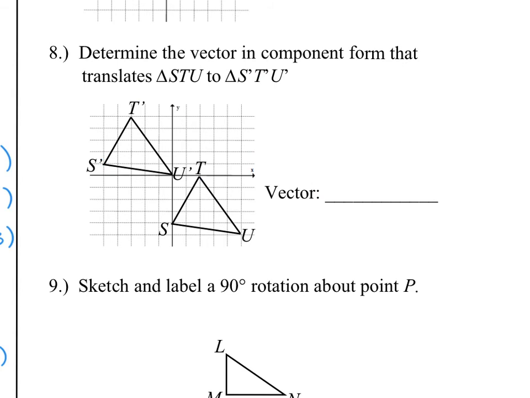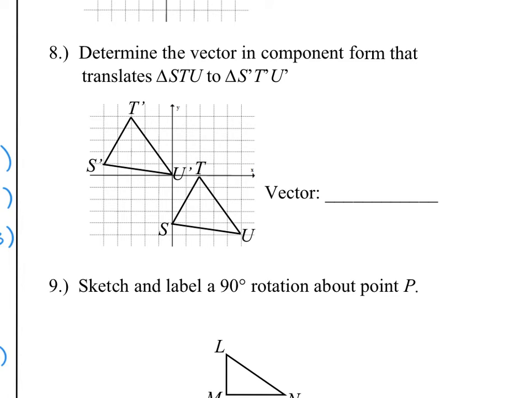Problem number 8 asks us to determine the vector in component form that translates triangle STU to triangle S prime, T prime, U prime. So pay attention, make sure you notice which of these triangles is the pre-image and which one is the image. This one is the pre-image because its coordinates don't have primes. And then we know that this one is the image because you'll notice every coordinate name has a prime.